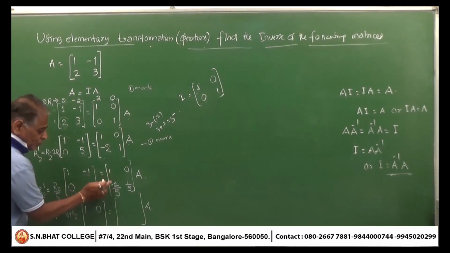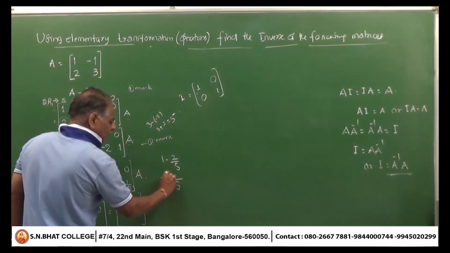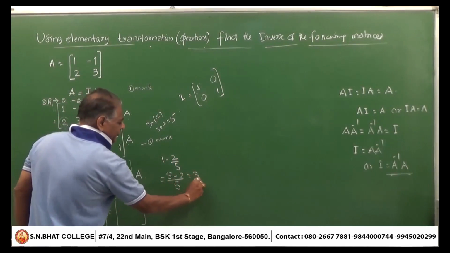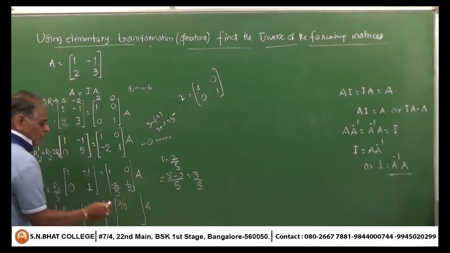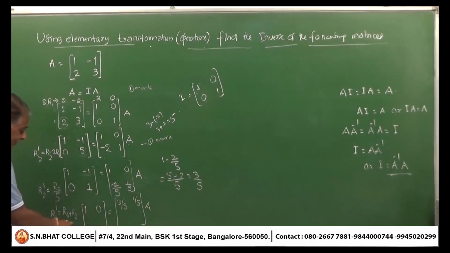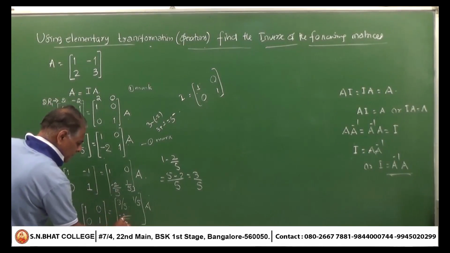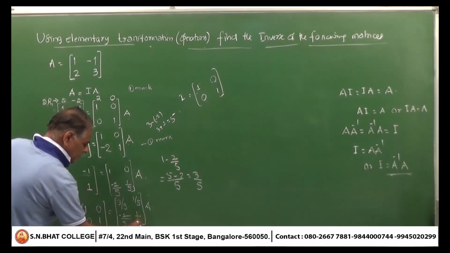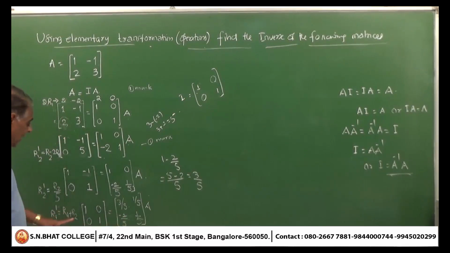Next, add these two. 1 minus 2 by 5. LCM is 5. 5 minus 2. This is nothing but 3 by 5. Next, you have to add these two, 1 by 5. I have not touched the R2 here. Write R2 as it is. 1, 0, minus 2 by 5, 1 by 5. I have not touched R2, write R2 as it is.